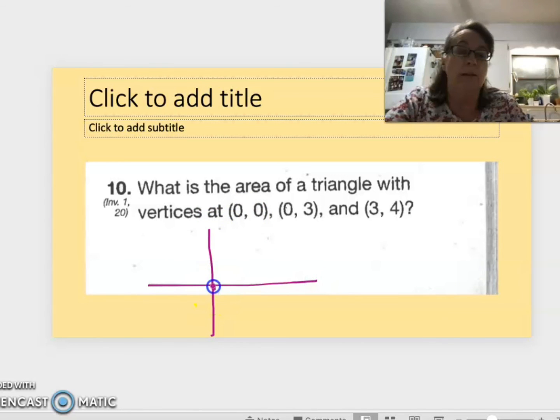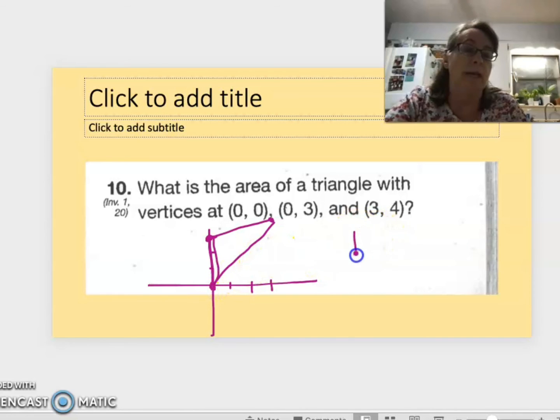0, 0, and 0, 3 means it's going to be 3 on the y, right here, and 3, 4. 1, 2, 3, up, 4. So I have a triangle. That doesn't look very triangle-ish there, but I have a triangle.